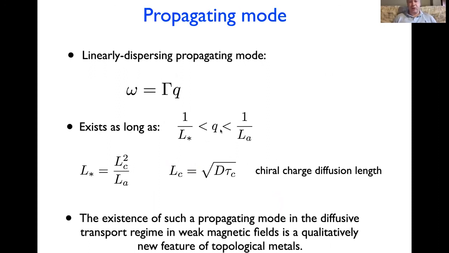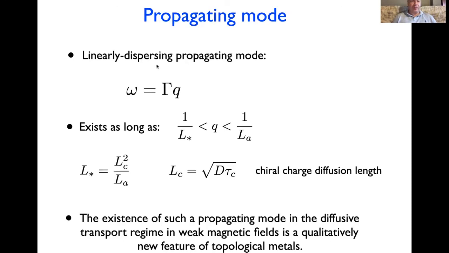Well, first of all, as I said, this exists in a particular range of wave vectors. So what this means in practice is that one way to observe this would be to make a sample with a size that falls in between these ranges, right?